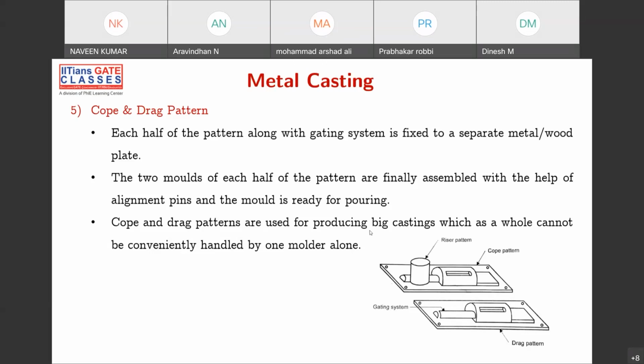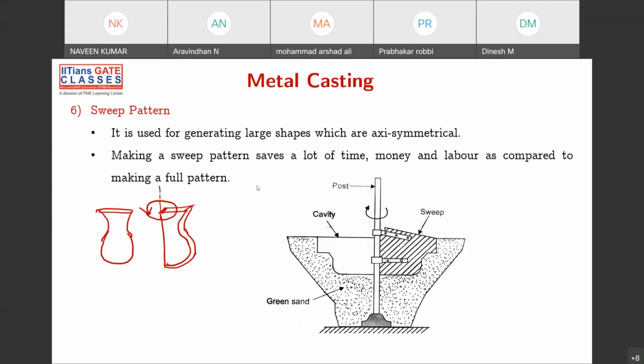Okay guys, I'm back. Okay, so that is cope and drag pattern. Next, sweep pattern. Now you have to understand here that sweep pattern is not a replica. Generally, the pattern definition was the replica of the original object or original casting. But sweep pattern is not a replica of the original casting.